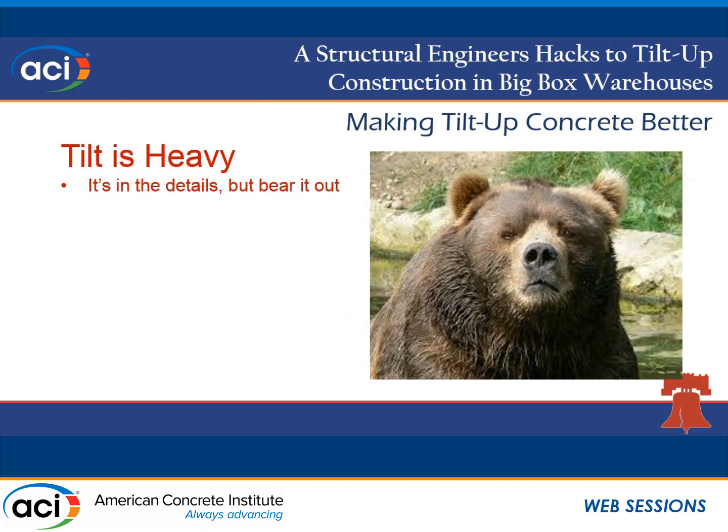The last one in the unusual loadings is, we see this in big boxes where you have the office element and they want to have a nice big glass wall somewhere, but they want tilt-up above. They want 12, 15 feet of glass, and they want a nice 100-foot ribbon of glass so they can have a beautiful little office right next to the 1 million square foot building.